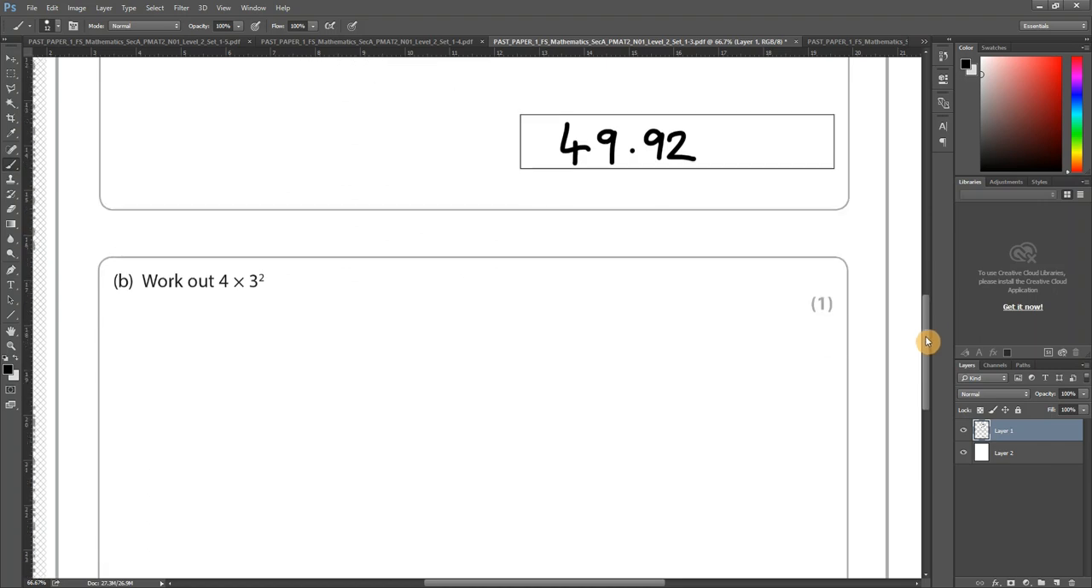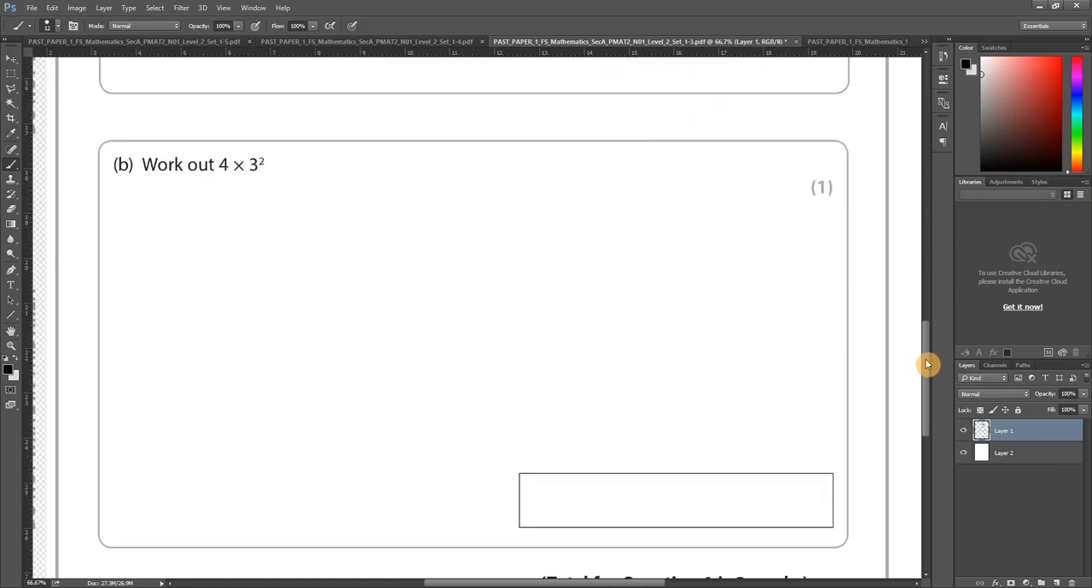Part B says, work out 4 times 3 squared. Hopefully you know that this means squared. Just to make a note of that, obviously don't think of it as 3 times 2. Don't fall into that trap. Squared literally means multiplied by itself.